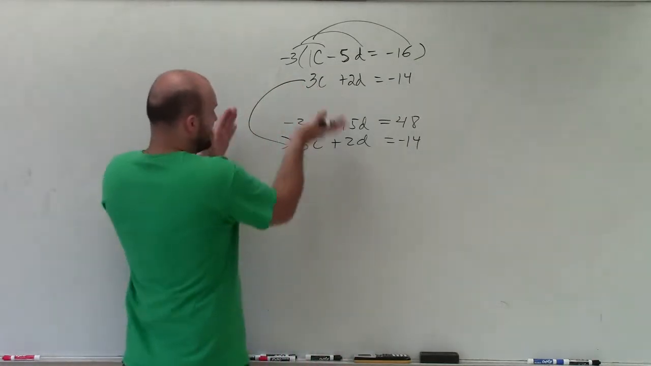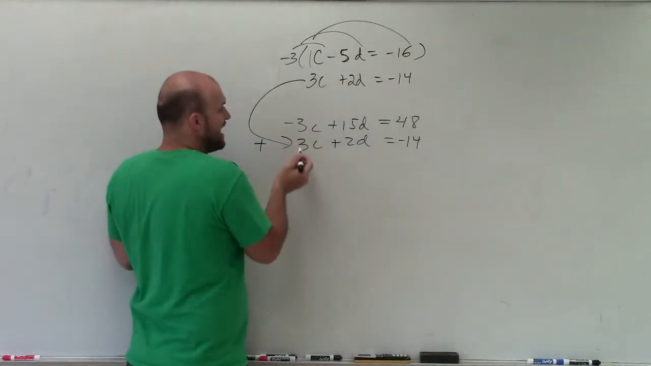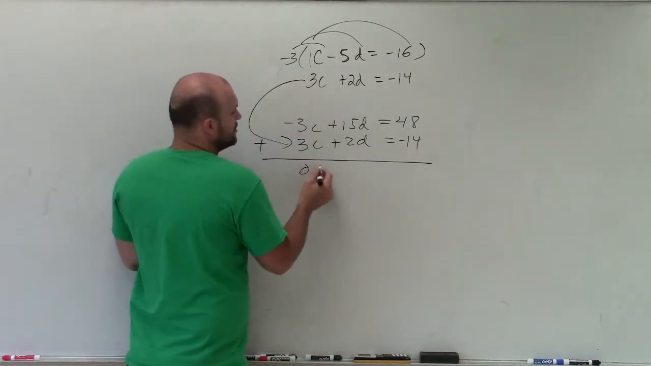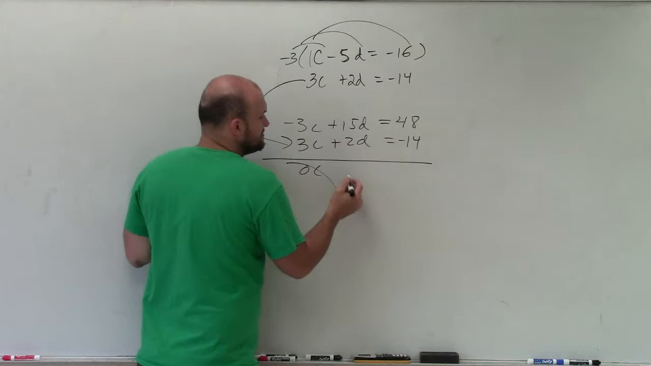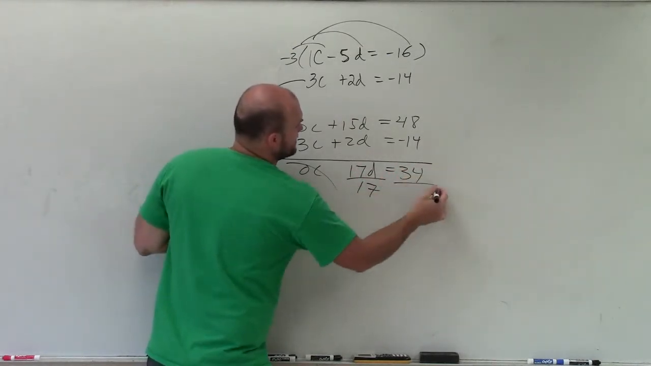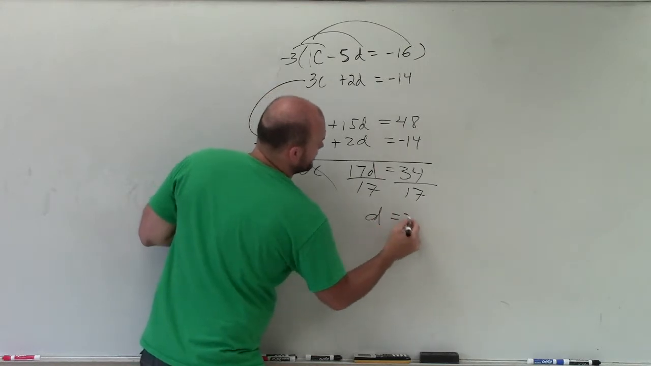Now, again, I just add my equations up. If I add them, the c terms are going to eliminate because they give me 0c, which is just 0. This becomes 17d, and this becomes 34. Divide by 17, divide by 17, d equals 2.